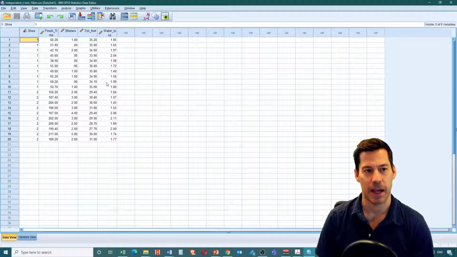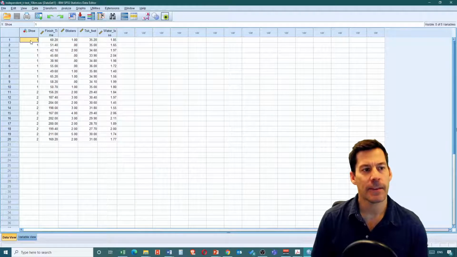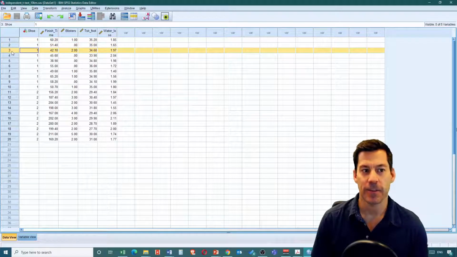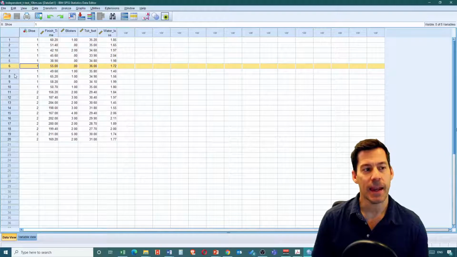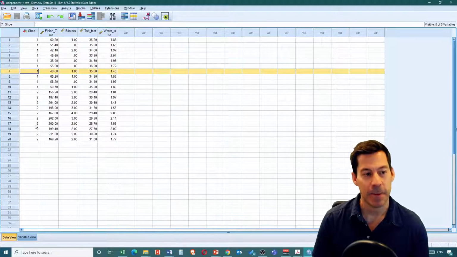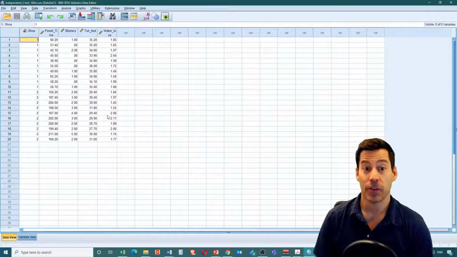loss in liters. One thing I should note is that when we're looking at SPSS, SPSS likes to have each subject in its own row. So note that we can't have a different subject in a different column. It has to be in the long format for SPSS. Okay, so let's do a t-test. So we've got all of this data.